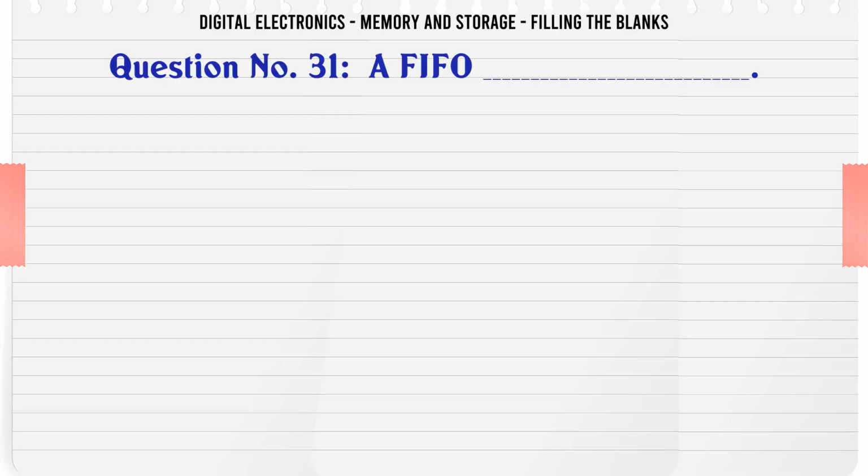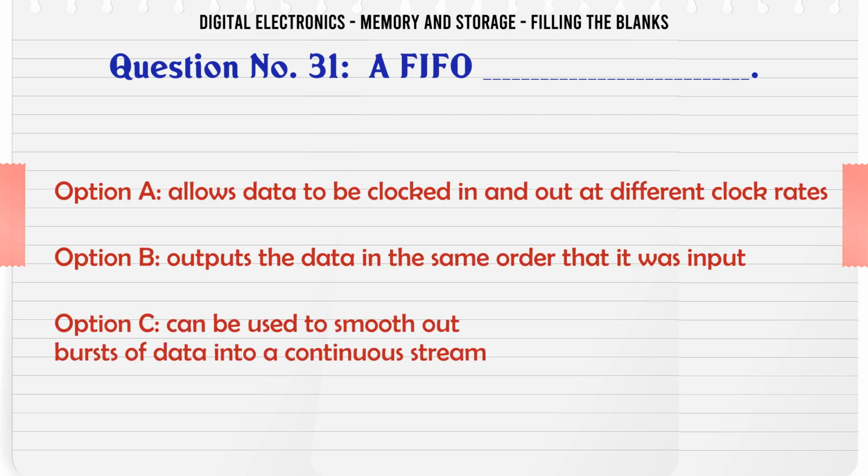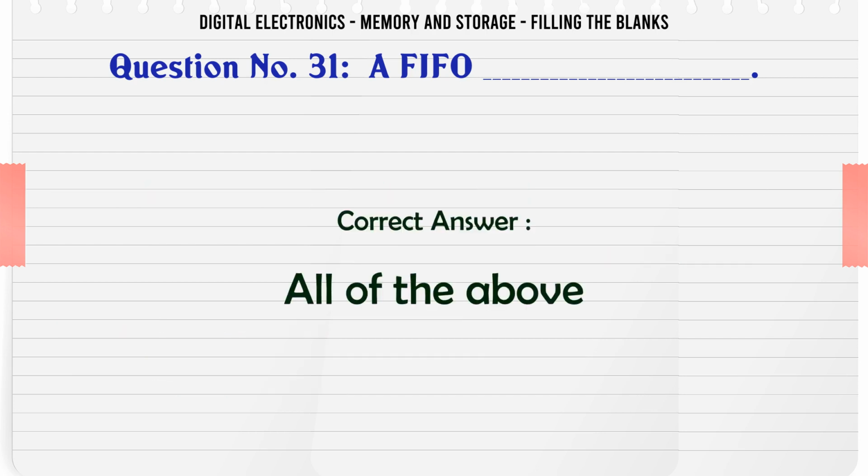A FIFO. A. Allows data to be clocked in and out at different clock rates. B. Outputs the data in the same order that it was input. C. Can be used to smooth out bursts of data into a continuous stream. D. All of the above. The correct answer is all of the above.